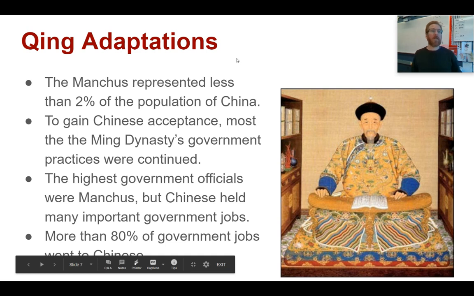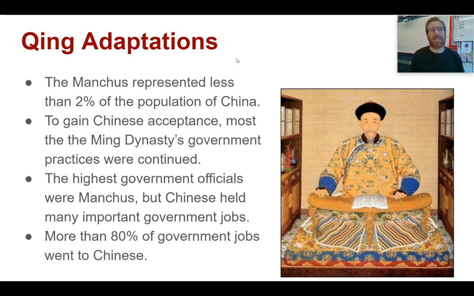Let's look at those. The Manchus represented less than 2% of the population of China. So we are talking a very thin ethnic minority in charge of a very large group. So to gain this acceptance, other than through hairstyles, most of the Ming government practices were continued. They continued to govern the country like the Ming dynasty had.